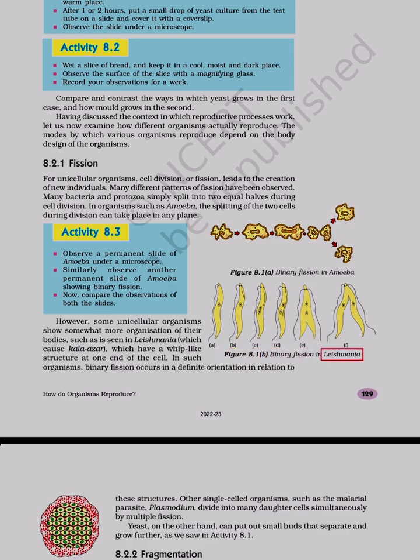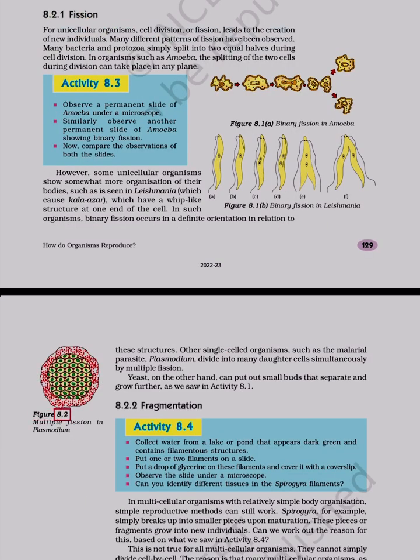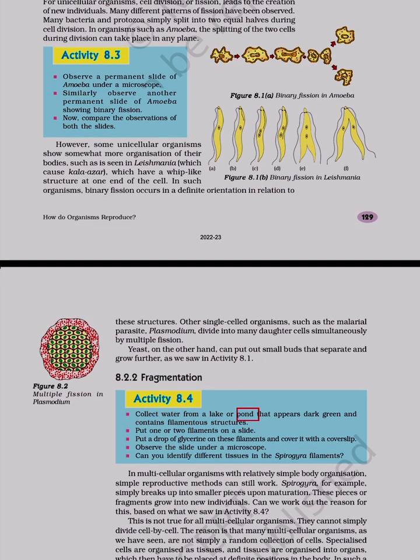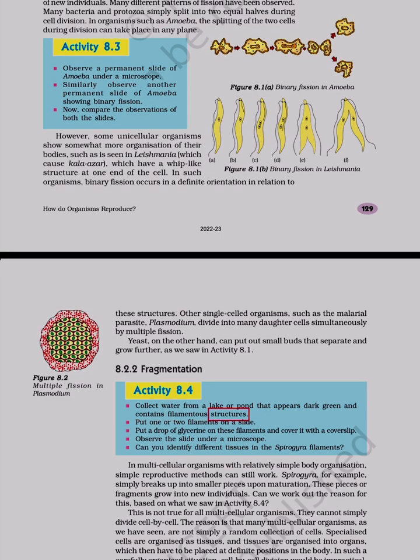Figure 8.1 B. Binary fission in Leishmania. Figure 8.2. Multiple fission in Plasmodium. Other single-celled organisms, such as the malarial parasite, Plasmodium, divide into many daughter cells simultaneously by multiple fission. Yeast, on the other hand, can put out small buds that separate and grow further, as we saw in activity 8.1.